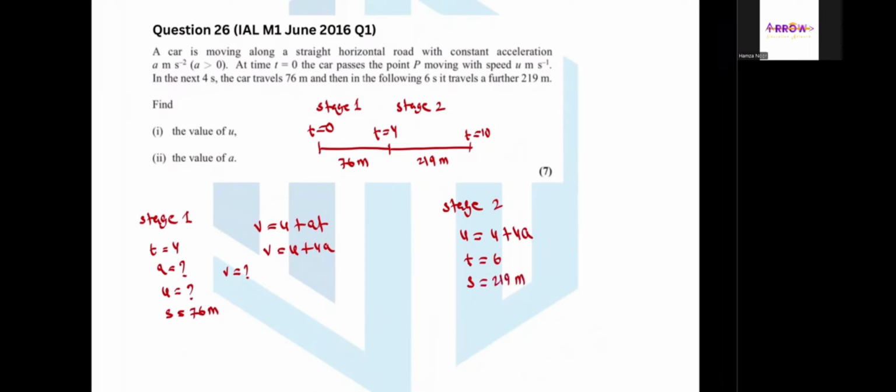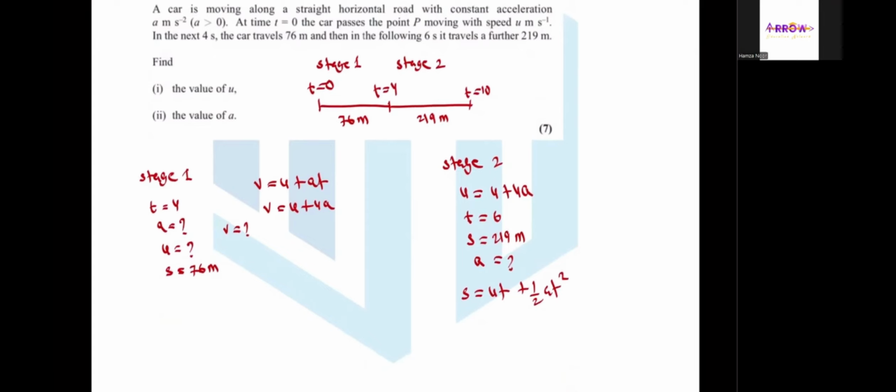And we don't know the acceleration over here. So what we can do, we can say that s is equal to ut plus half at squared. So I can make an equation which is connecting u and a over here. And I'm going to do the same thing for stage 1 as well. So first I'm doing it for stage 2. So 219 will be equal to (u plus 4a) multiplied by 6 plus half into a into 6 squared.